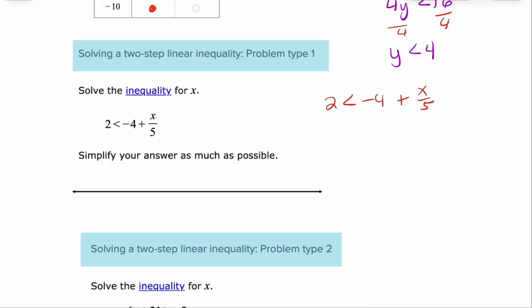So the first thing I would do, just treat it like an equation. Let's get the x by itself. Let's add 4 to both sides. And adding or subtracting does nothing to the symbol. It just keeps that symbol.